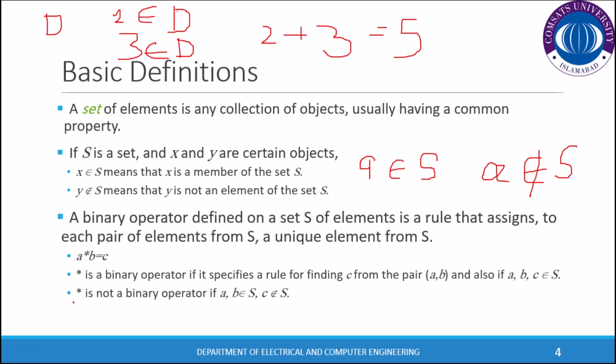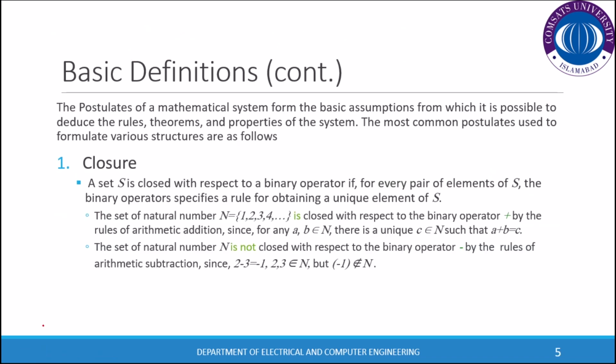An operator is not a binary operator if A, B belong to S but C does not belong to S. So all these three elements should belong to S. Then we'll say it is a binary operator. For binary numbers, it gives a binary output.